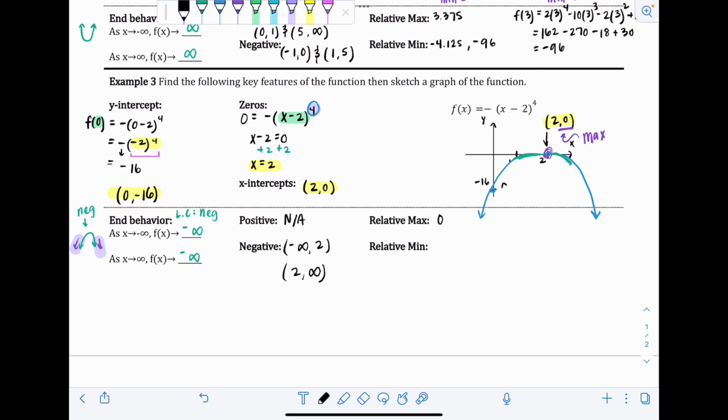And technically that would be a maximum in general. It wouldn't even be relative, it'd just be the maximum of the entire function. And then there is no relative minimum, there's no low points because there's no other changes of direction. This graph just continues to go down forever, so it'd be infinity. And when we look for relative max or min, we're looking for actual values rather than infinity. So for relative max or relative min, just write none.